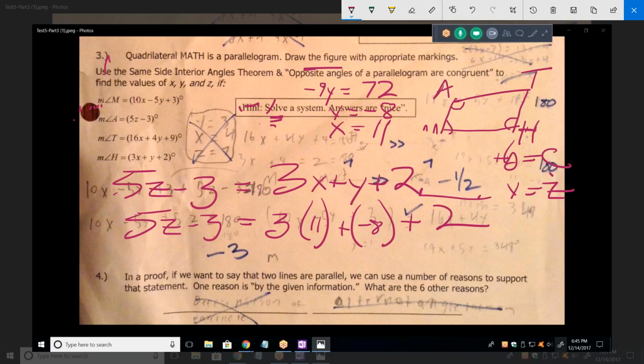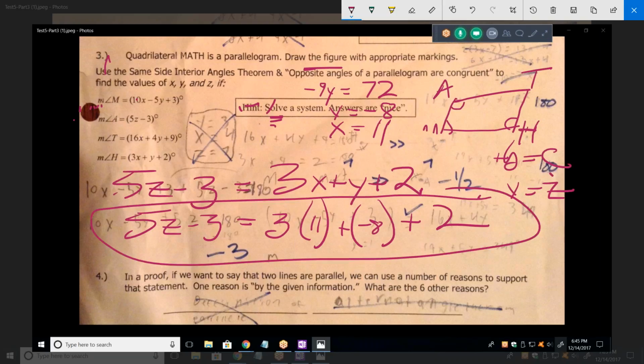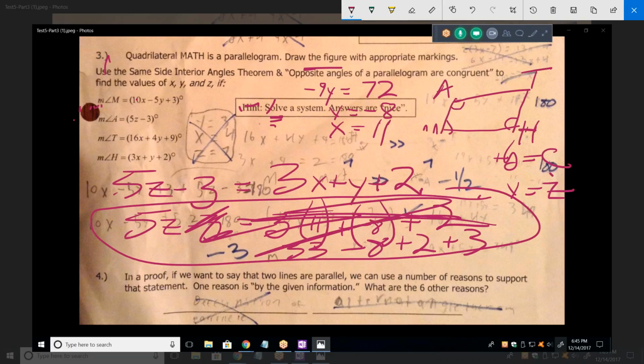Now we got one equation and one unknown. Yeah. Leave your z on the left, move all your numbers to the right. That's 3 minus 8 plus 2. I'm going to add 3 from the other side to get rid of all those. Now I got 5z equals 25 plus 5, 30. Z equals 6. Yeah. There's all 3.